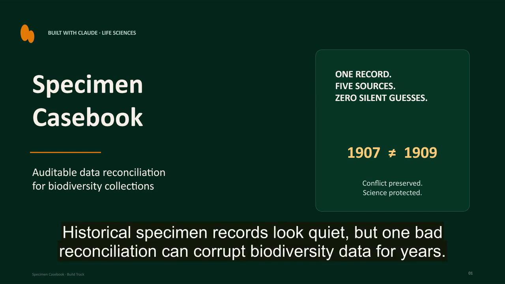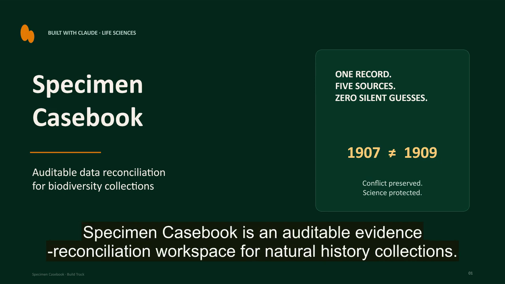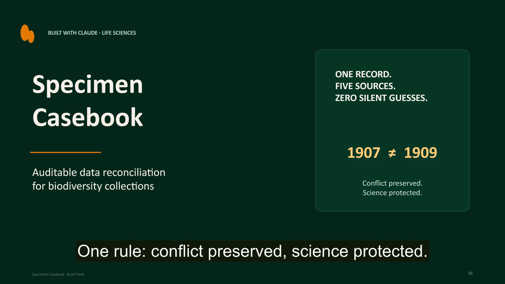Historical specimen records look quiet, but one bad reconciliation can corrupt biodiversity data for years. Specimen Casebook is an auditable evidence reconciliation workspace for natural history collections. One rule: conflict preserved, science protected.